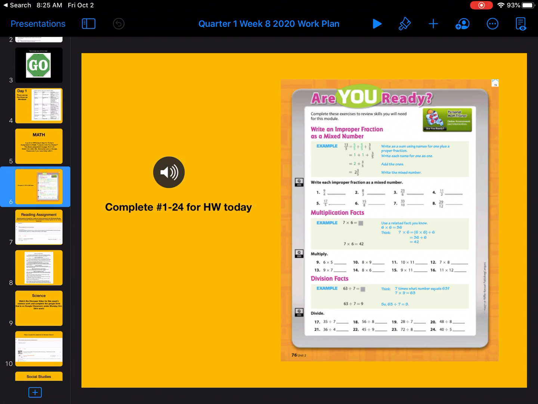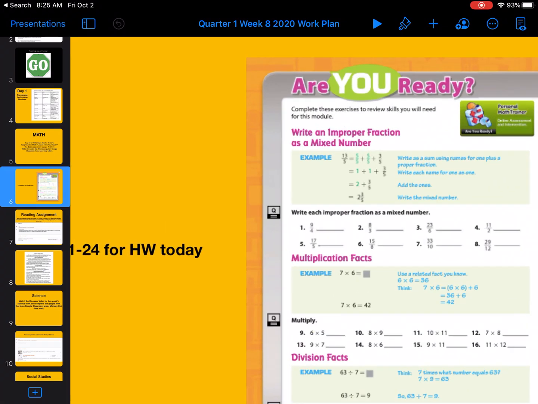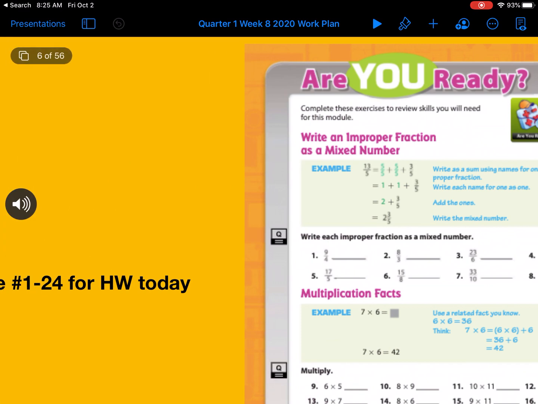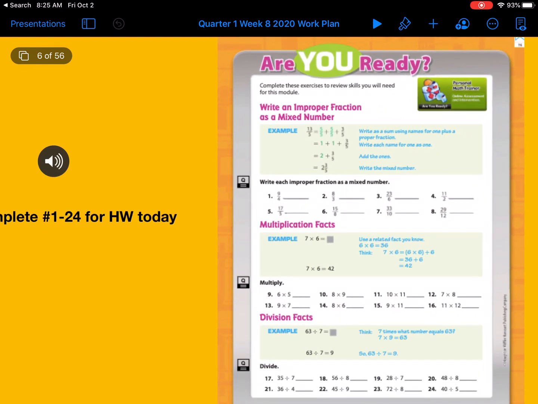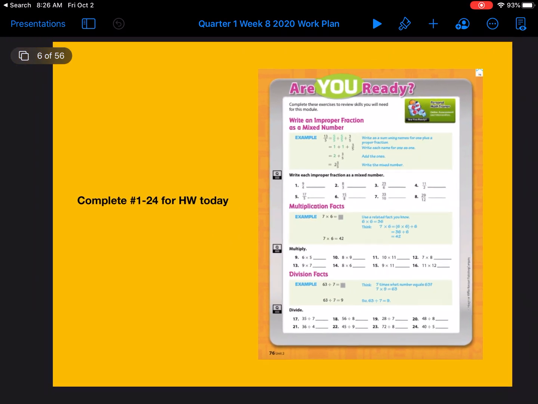All right, so for today's math, you're doing the Are You Ready page, and you have a few things to do that you're going to have to remember how we did them. So I'm going to do some examples. The first section, number 1 through 8, is to write an improper fraction as a mixed number.